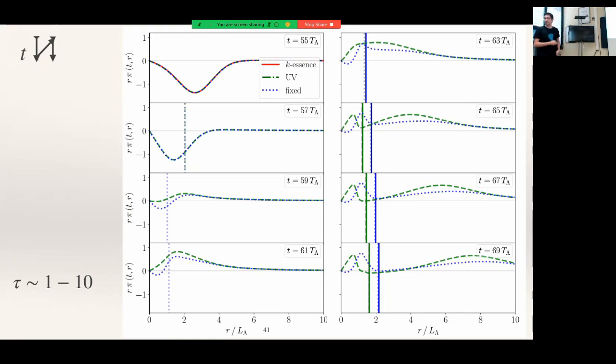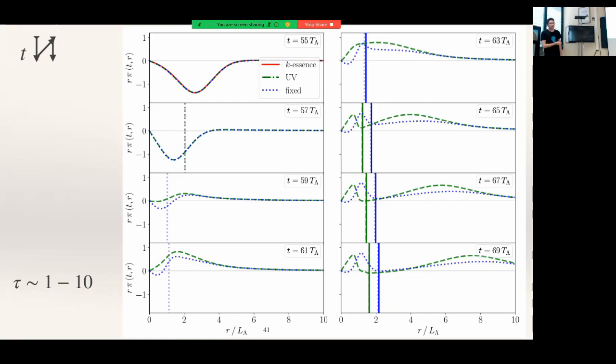Sorry, what are the vertical lines? Maybe I didn't explain carefully. The dashed ones are the so-called sound horizon, where the scalar and the metric have different propagation speeds. This is basically the point where the cones of the scalar tilt. And then you see the metric horizon appearing later. Beyond the dashed line, scalar perturbations shouldn't propagate out. And beyond the solid one, metric perturbations propagate out.